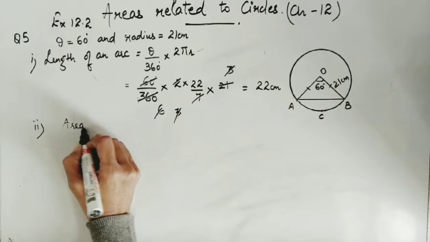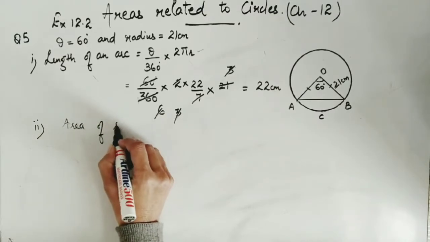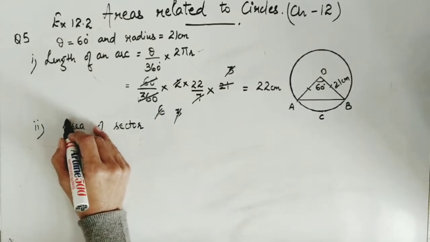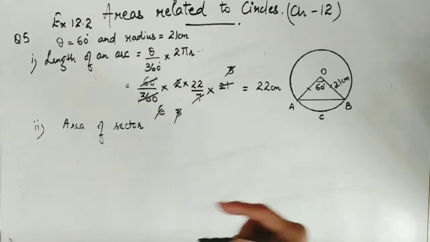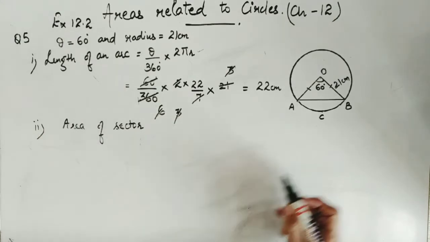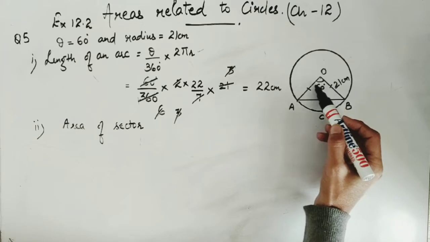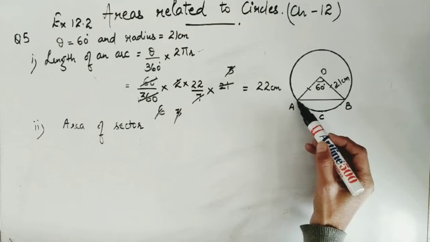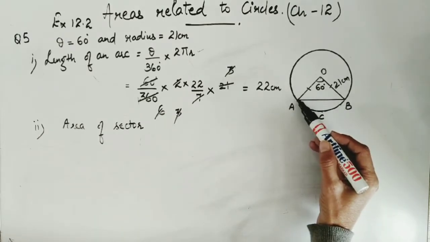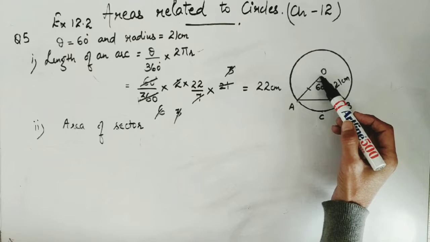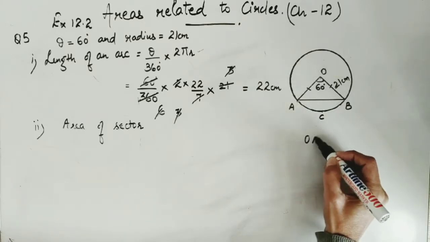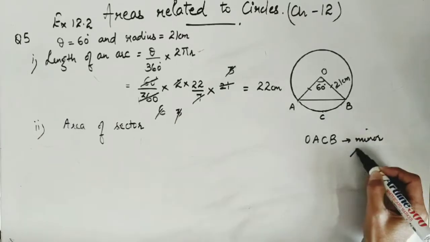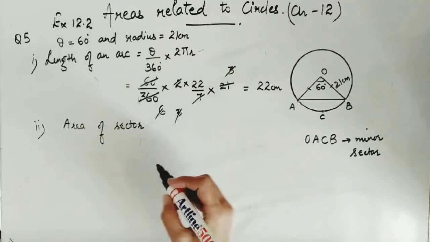Okay, area of sector. If you remember, I have already shared with you, whenever question simply says area of sector, it always means that sector which is minor sector. So here sector which is formed by these points A and B. So we are talking about sector OACB, which is actually minor sector. Okay, so let's find its area.